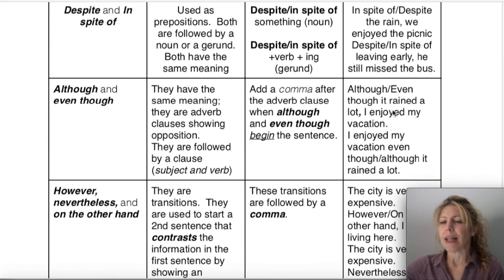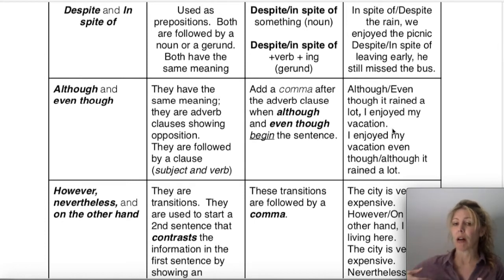The meaning is very similar to despite and in spite of. It's basically the same meaning, except although and even though are adverb clauses. They're not prepositions. So that means they're kind of modifying verbs. Even though it rained a lot, even though something happened, you can't say even though the rain. You have to say even though what? A subject and then a verb.